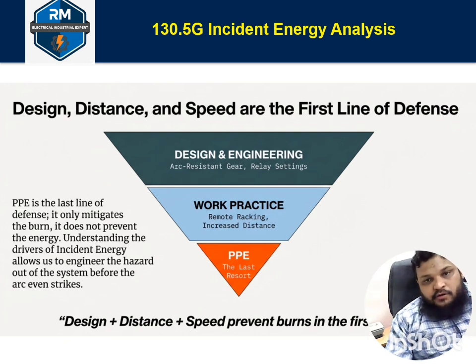Based on ISO 31000, the best and most important hierarchy of control is design and engineering. When we apply it, we reduce the source of the hazard and eliminate that source. But the last line of defense is the PPE. If we are not able to do any design or engineering, or we cannot reduce through design and engineering techniques, then the last line of defense we apply is PPE, so that the employee will be safe in any unforeseen situation. So design plus distance plus speed prevents burns.